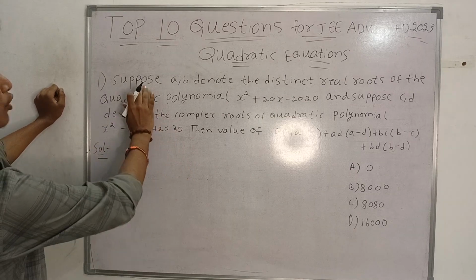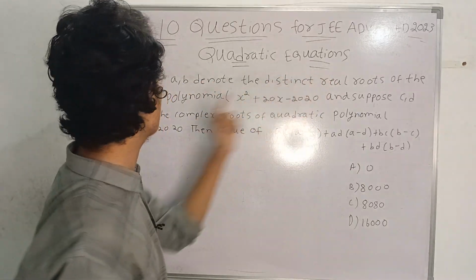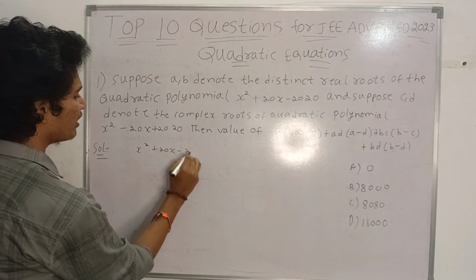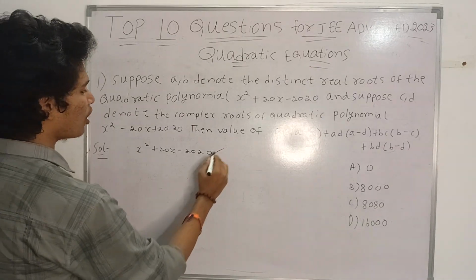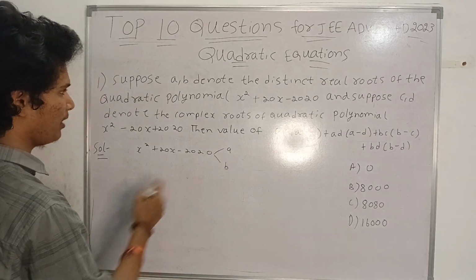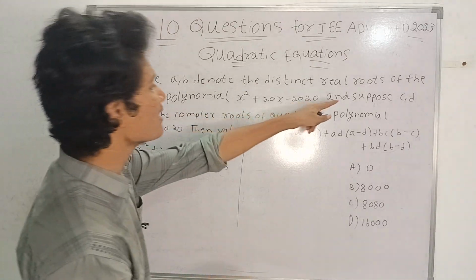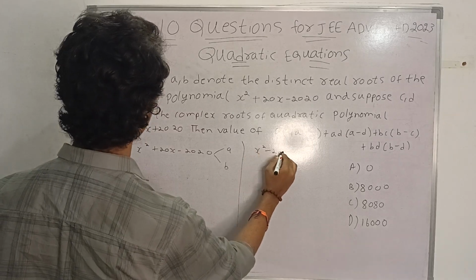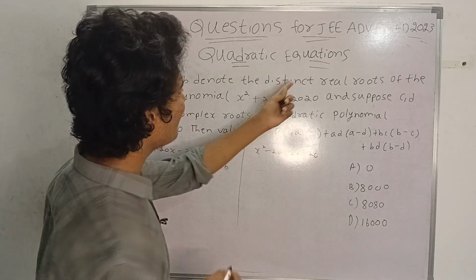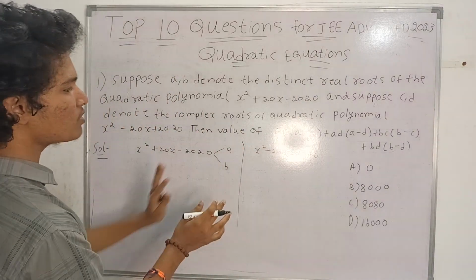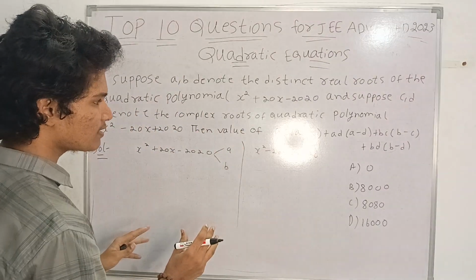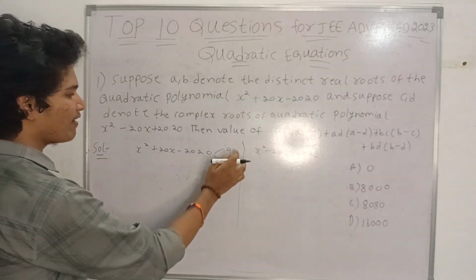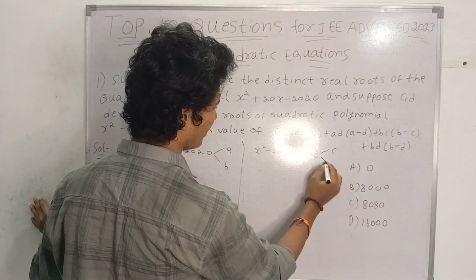The first question is given as: suppose A and B denote the distinct real roots of the quadratic polynomial x square plus 20x minus 2020. For this polynomial there are two roots, A and B, and there is another polynomial. Suppose C and D denote the complex roots of the quadratic polynomial x square minus 20x plus 2020. First we have to focus on what the equations are given and what the roots are. For this equation the roots are A and B, and for this equation the roots are C and D.